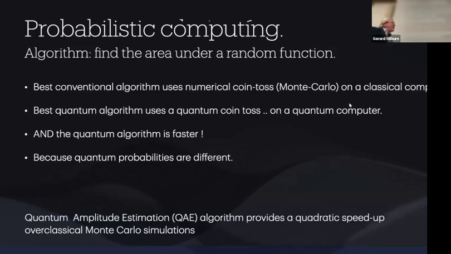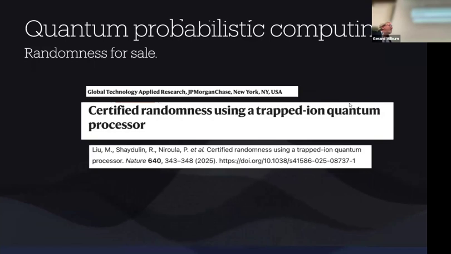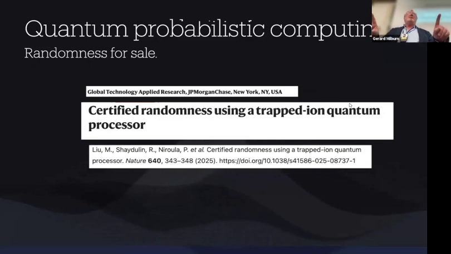And the reason is quantum probabilities are different. So these quantum amplitude estimation algorithms discovered by Lov Grover shortly after Shor's algorithm can be used in this setting, and there are other ways that we've learned to do it as well. In fact, just the sheer randomness is extremely useful for financial markets, and JP Morgan has its own quantum computing division where they're now certifying random numbers. They will sell you a whole bunch of random numbers and certify that they are indeed random. There's not some sort of hidden pattern in there that somebody could exploit.